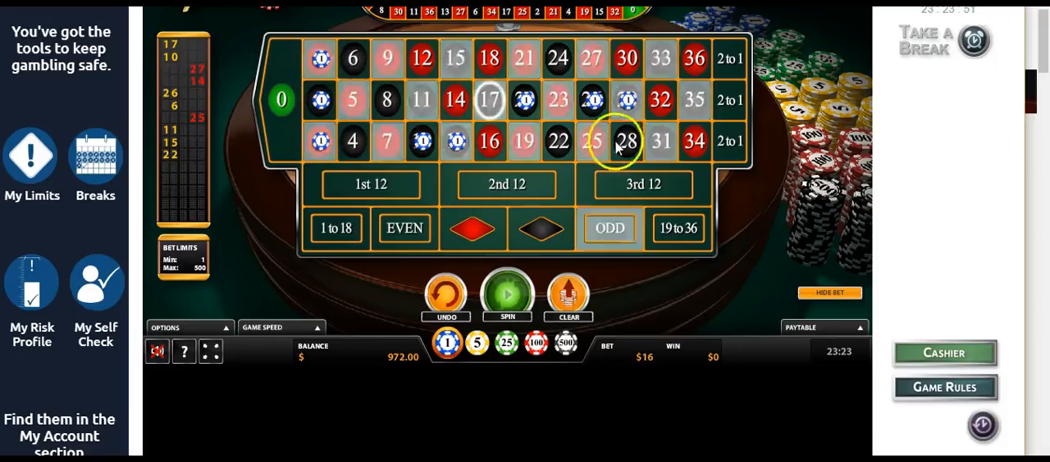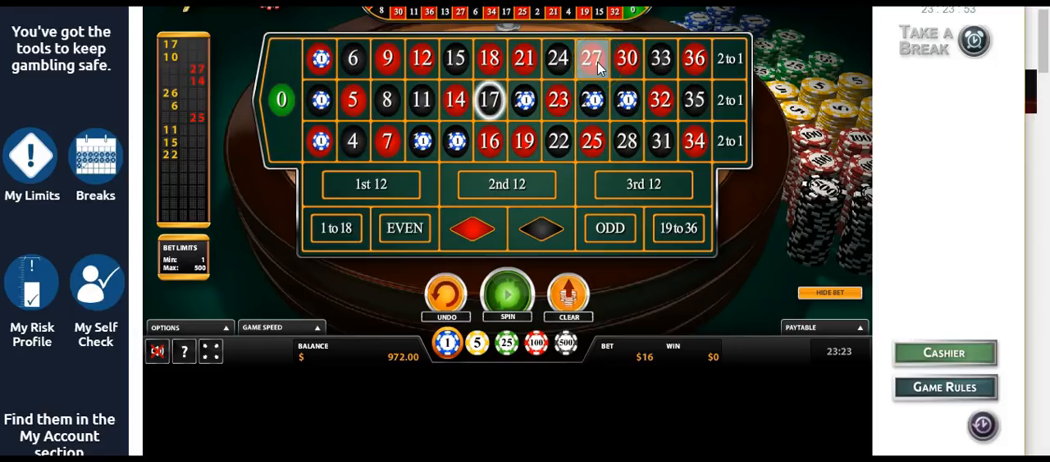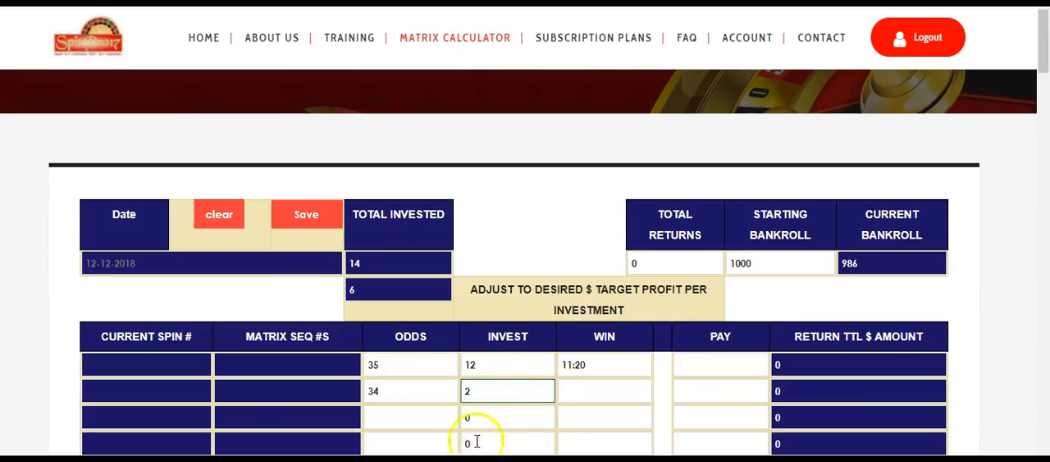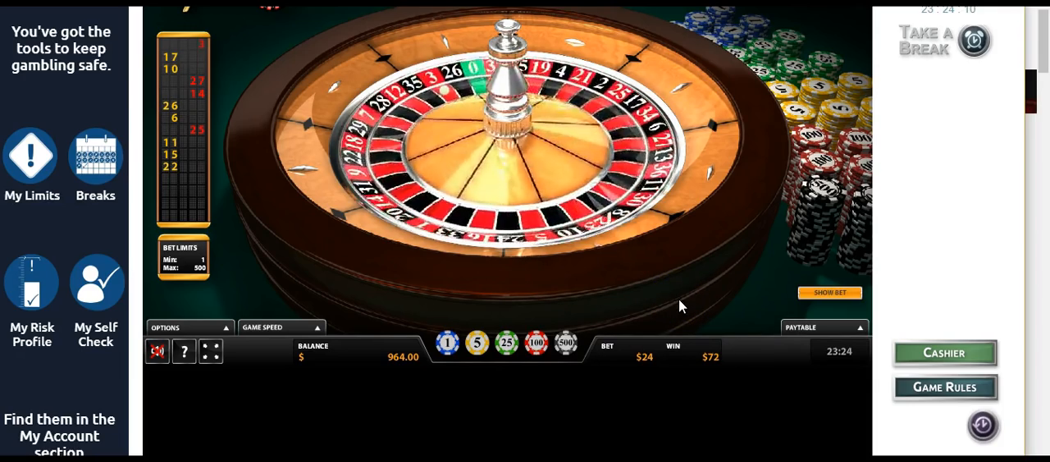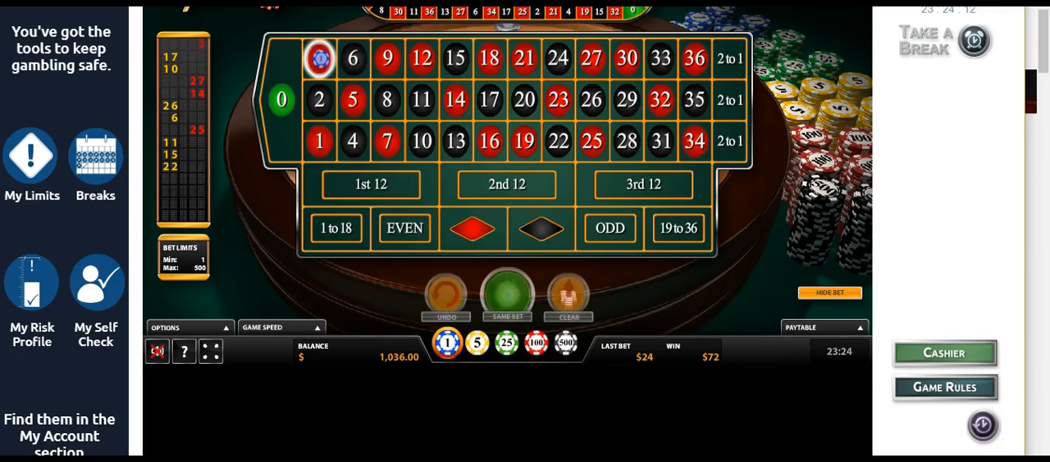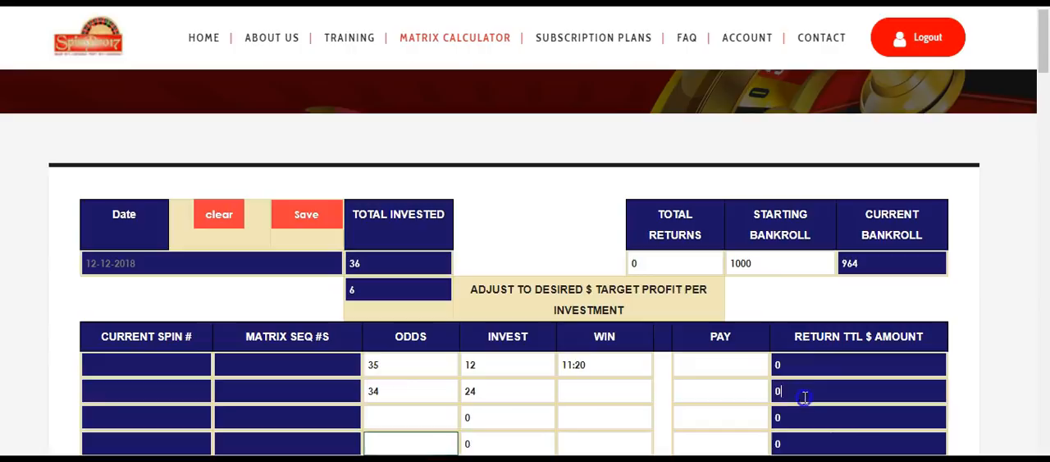So let's do this. We're just trying to demonstrate how it works. Your total bet is 24. Now, here's where we go. There's your first hit, 72. So you're going to put 72 in the return column. Did you make your $20 or more target? You're at $36, folks. The time is 11:24.